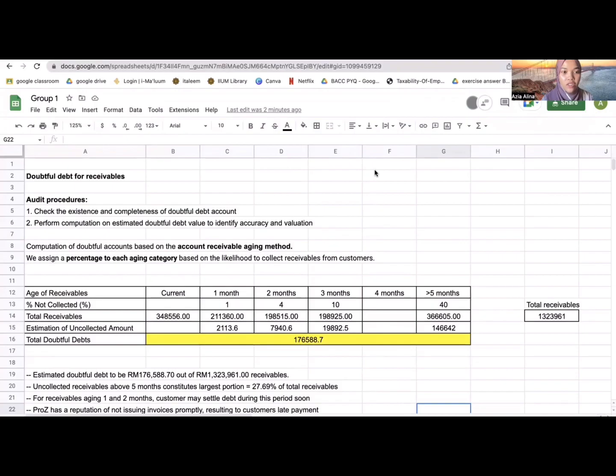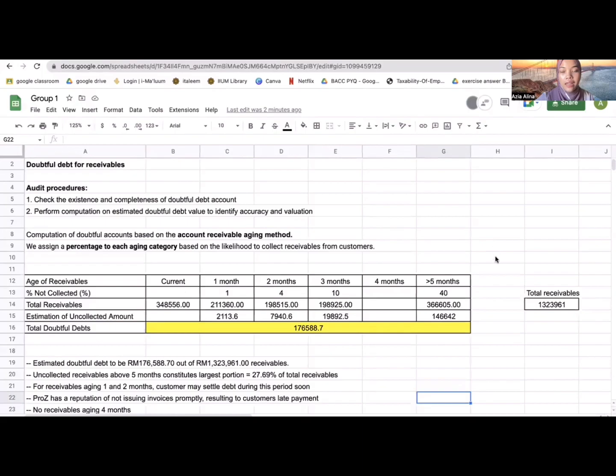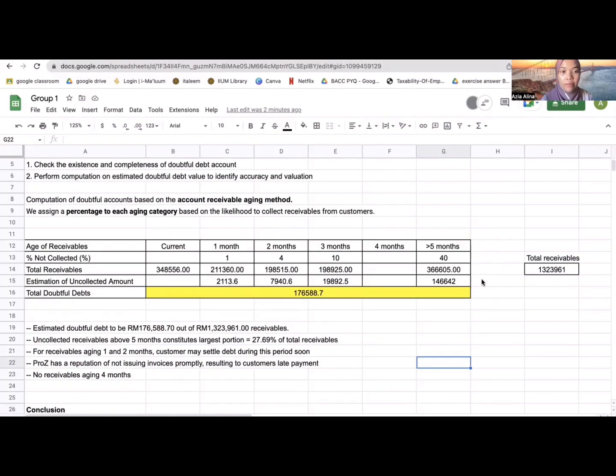Our next procedure is to perform the computation on the estimated doubtful debt value to identify accuracy and valuation. The computation of the doubtful debt account is based on the account receivable aging method, where we assign a percentage to each aging category based on the likelihood of collecting receivables from customers. We can see from this table that we have segregated the age of receivables into current, 1 month, 2 months, 3 months, 4 months, and above 5 months. Then we assign the percentage of these total receivables not being collected for each month.